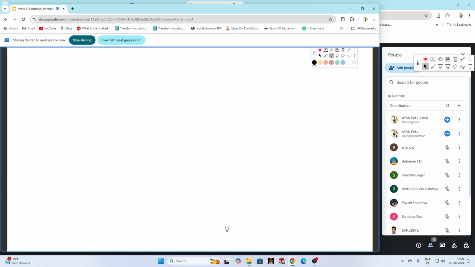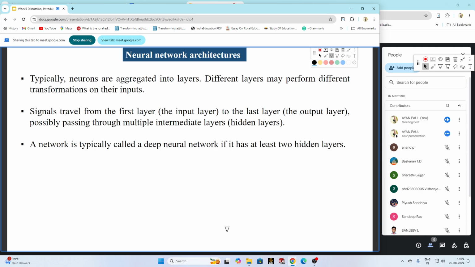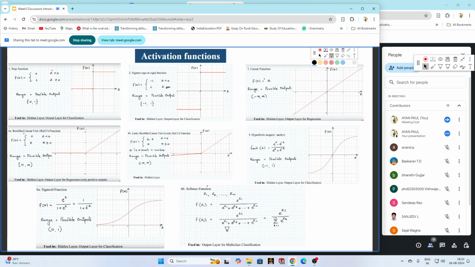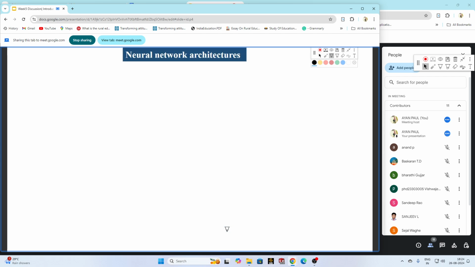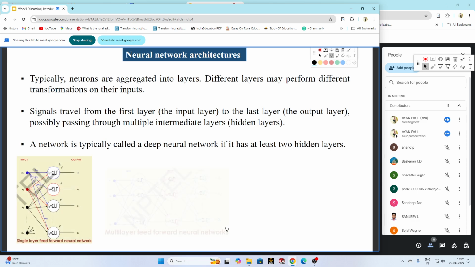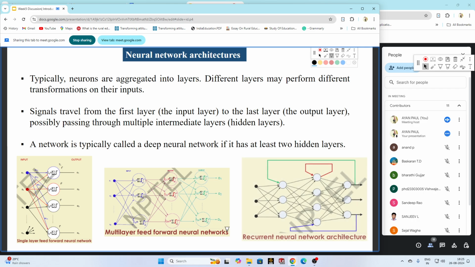I will be coming to that, but let's discuss this also, and then I will be taking your doubts. So, neural network architecture. Up to this, we have been talking about the neuron and the activation function. But now, what about the structure of the neural network? Typically, neurons are aggregated into layers. Different layers may perform different transformations on their input. The feature of a layer is that each layer will have a single transformation function.